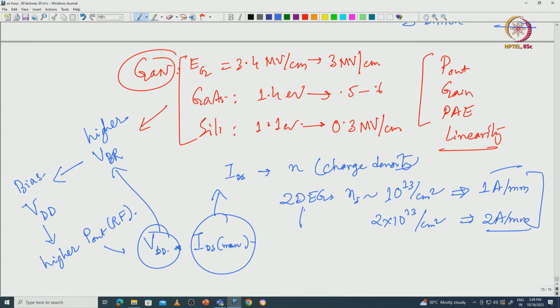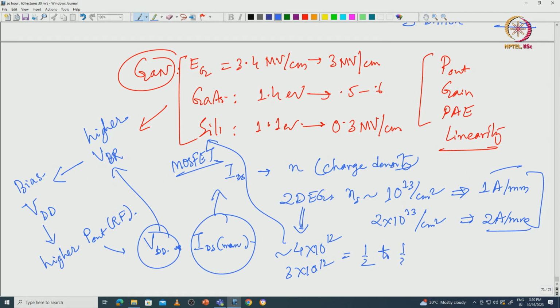For instance, the 2DEG density in an AlGaAs HEMT is around say 4 into 10 to the power 12 or maybe 3 into 10 to the power 12, which is also the same as in a silicon MOSFET, the kind of densities that you get. So, the current is nearly 1 by 2 to 1 by 3 times that of the current you can get in gallium nitride, and the breakdown voltage is 10 times lower in gallium arsenide or silicon as opposed to gallium nitride.